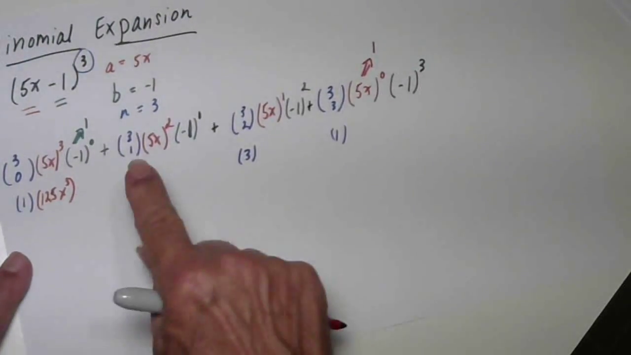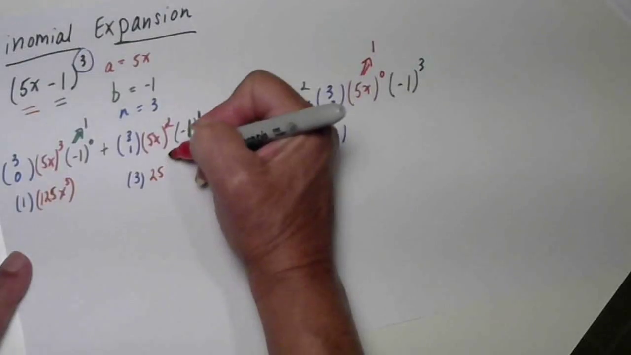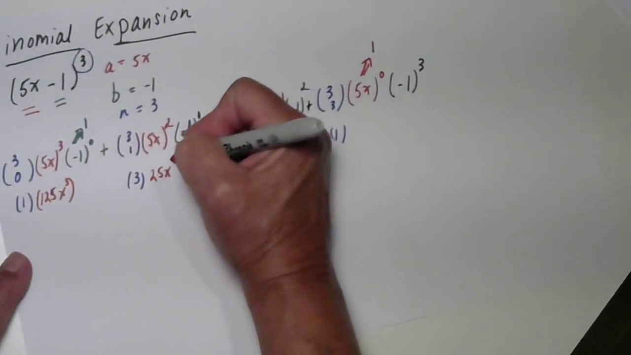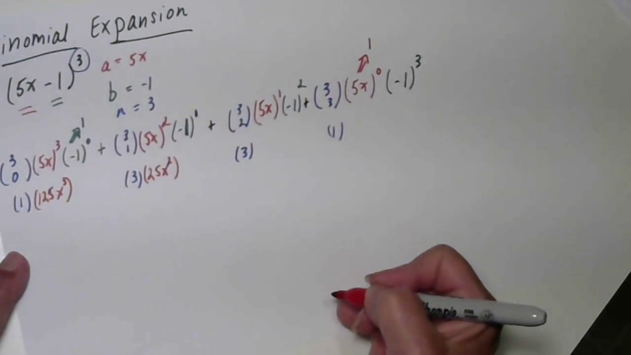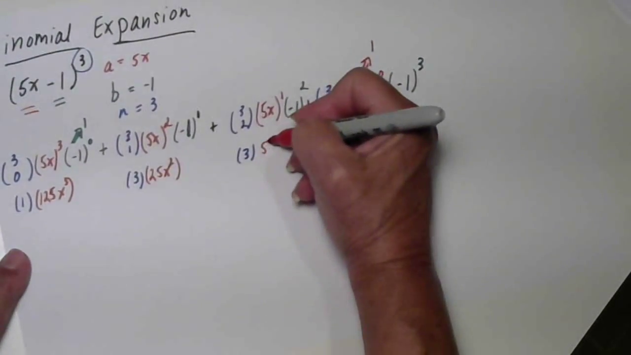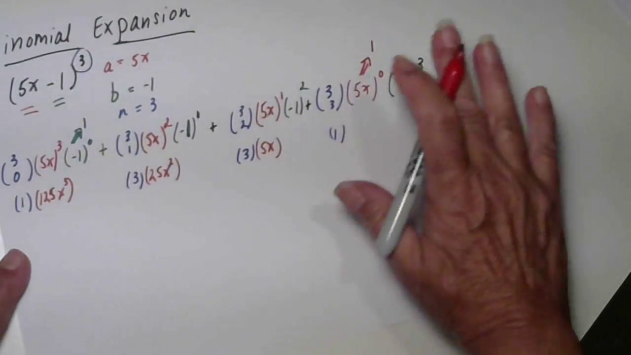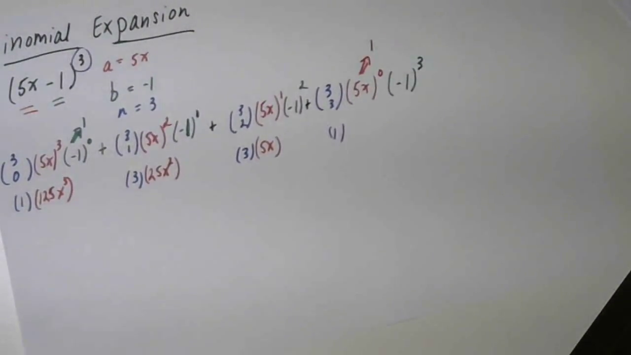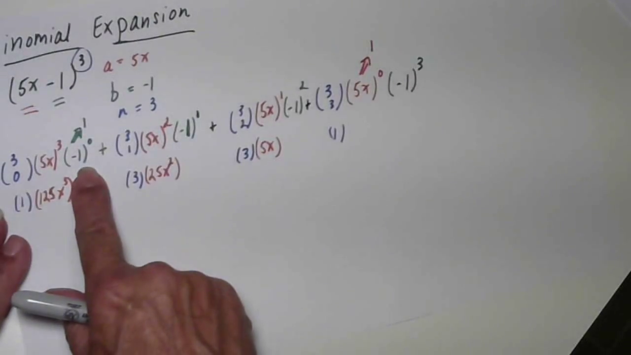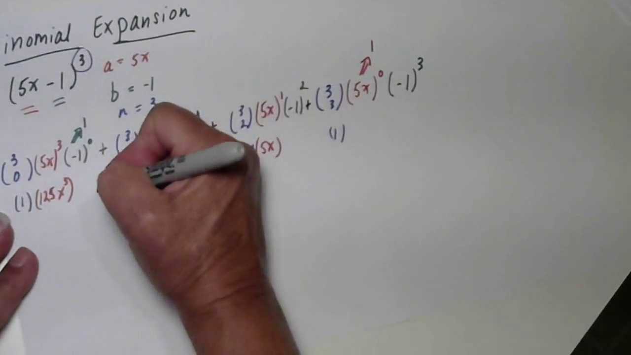In our next term, we have 5 squared, which is 25, and then x to the power of 2 is x squared. In our next term, we have 5x to the 1, which just is 5x, and then here it's just 1. I'm not going to put it in, it's just 1. So now we have our A's done. Now we have to take a look at our B's. In the first term, the B isn't there, or it's 1. Again, I'm not going to write it in.